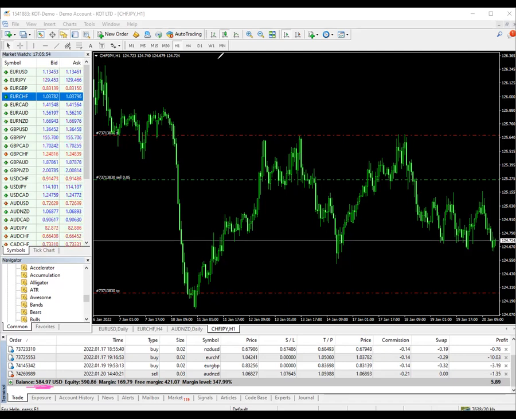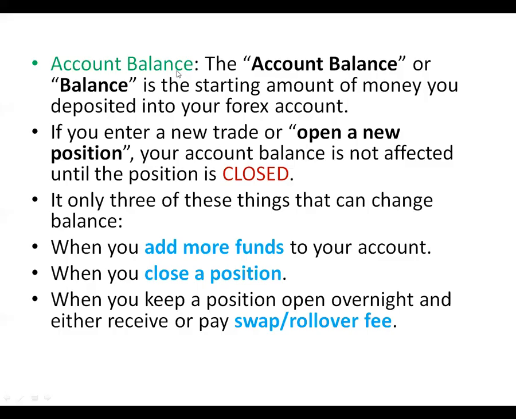Point number 2, let's see what can change the account. The next thing that can change the account is when you close a position. Like I was showing you, when you close a floating trade and you are in profit, the profit will be added to the account balance. The same way, when you are in a loss and you close that trade, that loss will be subtracted from your account balance. And then the 3rd point, which is the last point down here, says when you keep a position open overnight and either receive or pay swap, or what we call rollover fee.